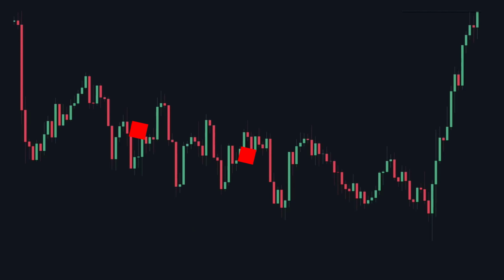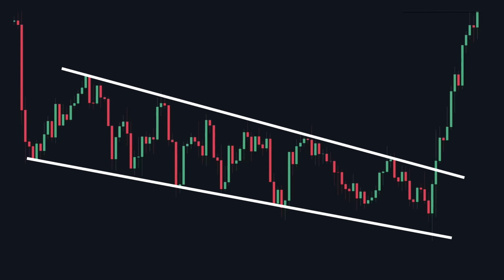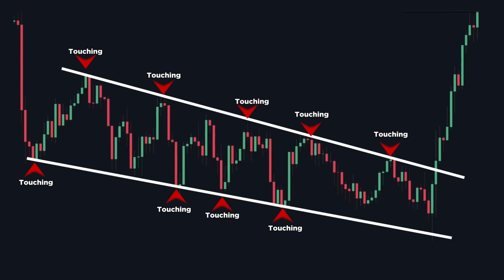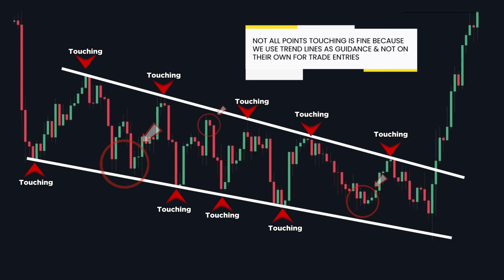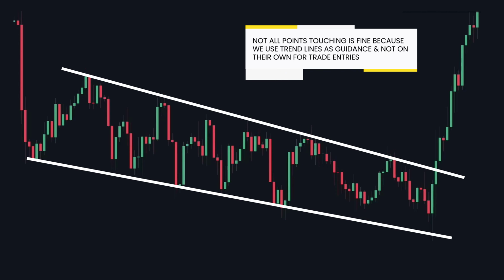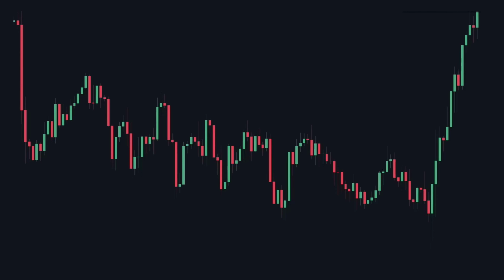So here is a clear moving downtrend. And let's go ahead and apply our trend lines where we can get as many touches as possible. Now notice how these points here all touch the trend line, but where these points here do not touch, and that is perfectly fine because again, we use trend lines as guidance. We don't use them on their own for trade entries. So let's go to another example.